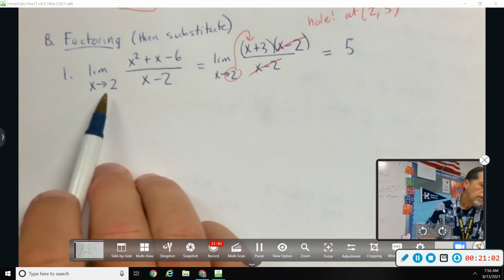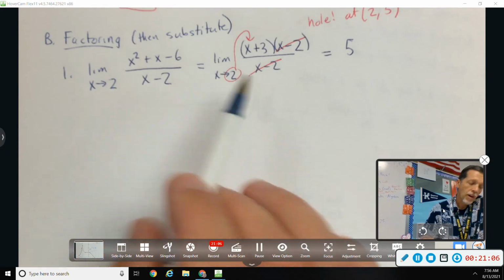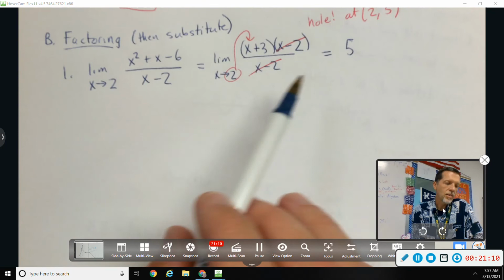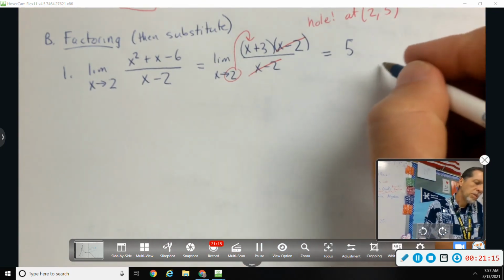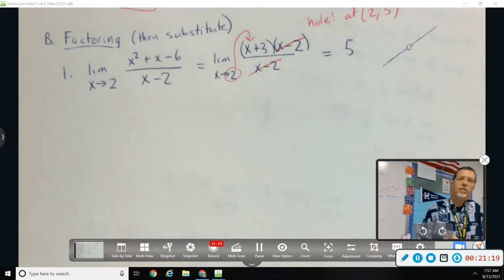So the function doesn't exist at 2 because there'd be a 0 in the bottom. And the graph doesn't exist at 2 because you can't divide by 0. But the limit does because it's just a hole. So I should be hesitant. I don't know what the graph looks like, but at 2, 5, there's a hole there.